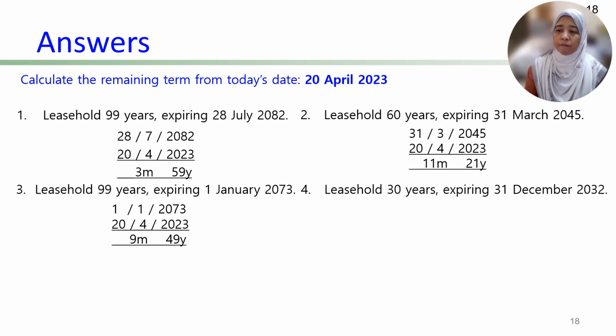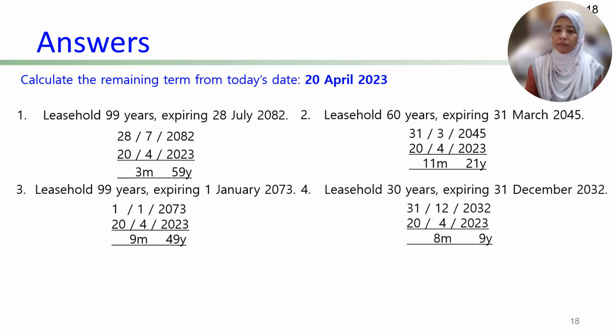And finally, the fourth example, it's quite easy. 12 minus 4, straightforward, you have 8 months. And then 32 minus 23 is 9 years. But the thing that I want to highlight here is the smaller the number of years, in this case 9 years, you have to take action.